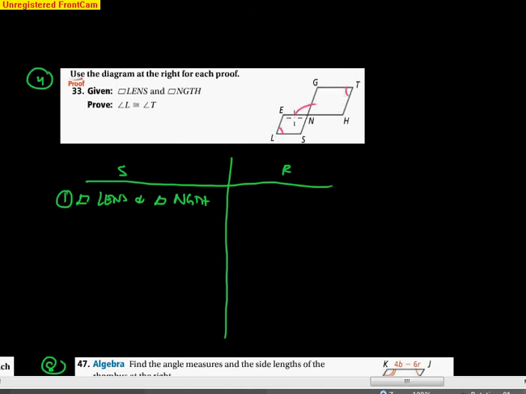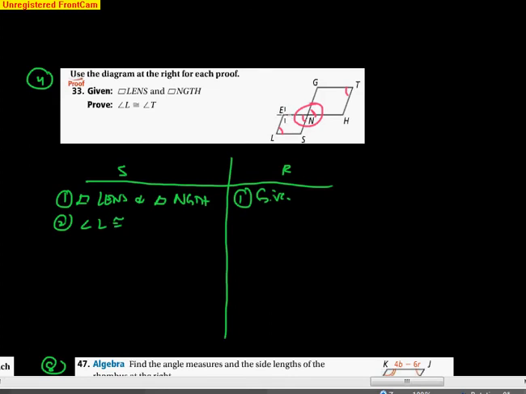And the answer is right here. I'm going to use those vertical angles. Vertical angles are congruent. And I can use these two angles to then catapult me from L to T. So this reason is given. Let's start with angle L.